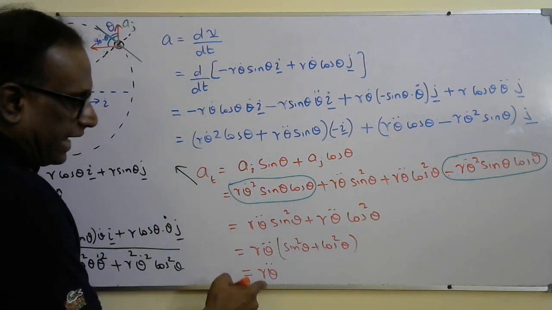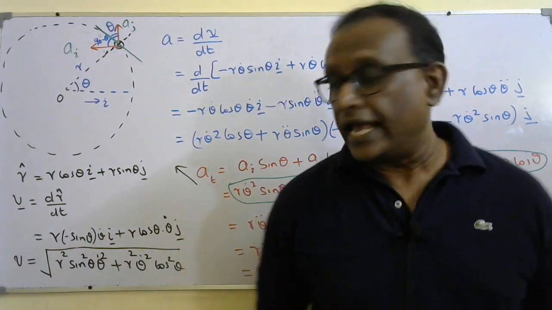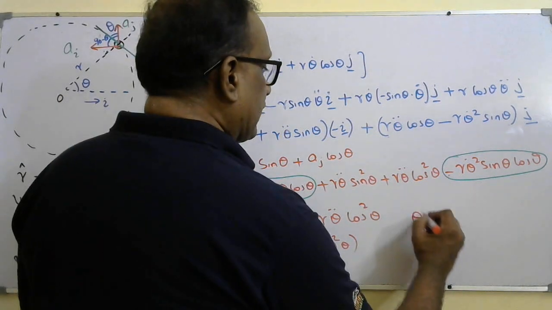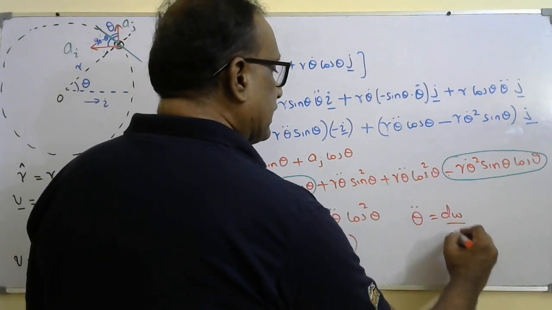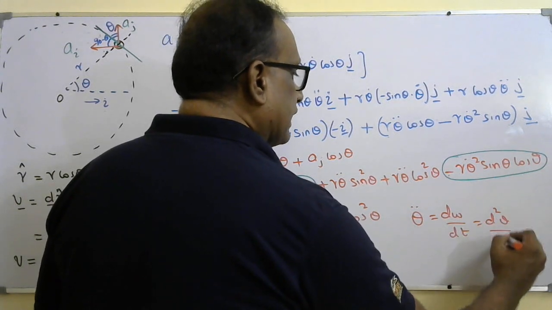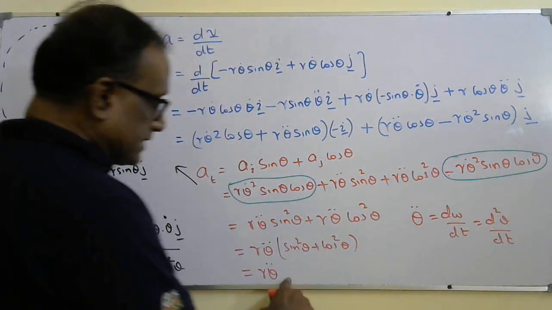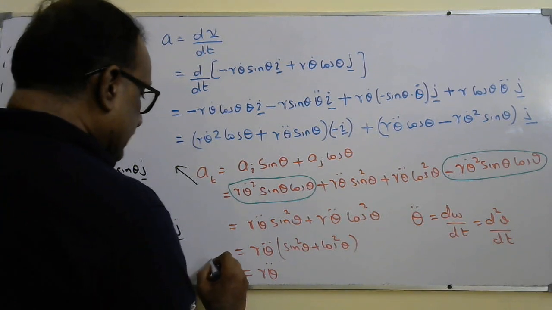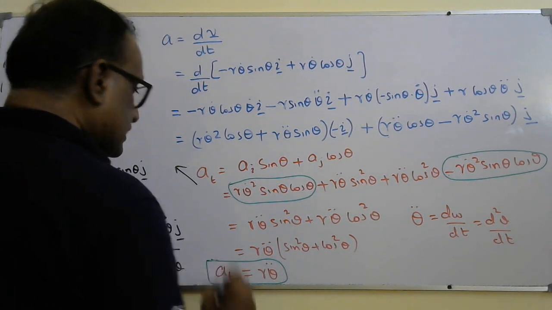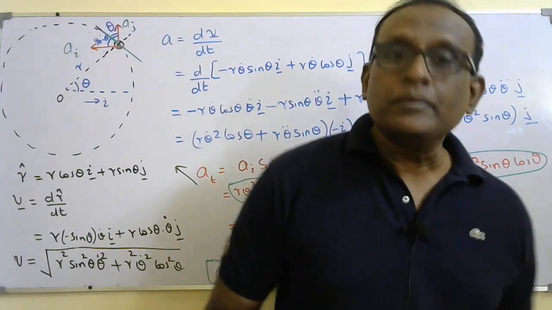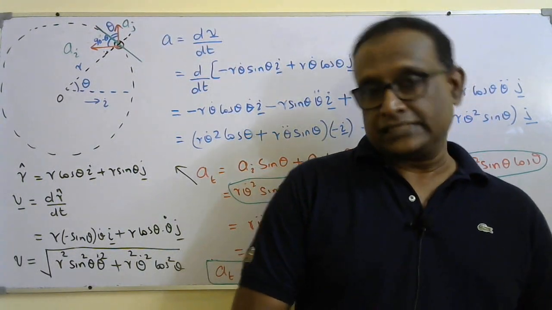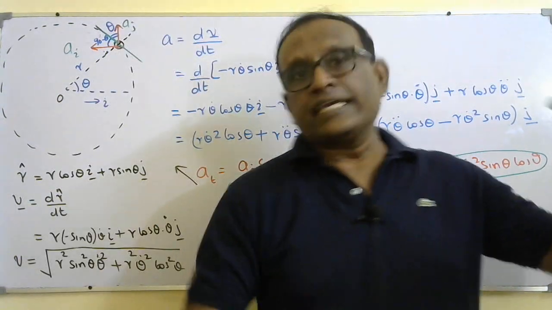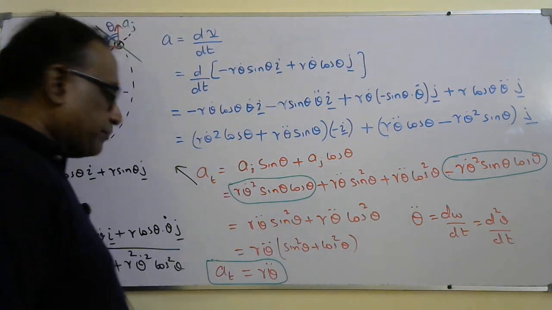So the acceleration along the tangent is equal to r into the angular acceleration. Theta double dot means d omega over dt, or d squared theta over dt squared. That is the angular acceleration. So the acceleration along the tangent is the radius r into the angular acceleration. If the angular speed is changing, there will be angular acceleration along the tangent. That happens when a string attached to a small sphere moves in a vertical plane.